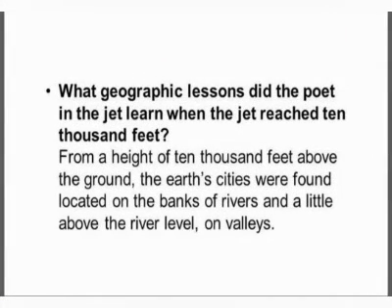Second question: what geographic lesson did the poet in the jet learn when the jet reached 10,000 feet? Answer: from a height of 10,000 feet above the ground, the earth's cities were found located on the banks of rivers and a little above the river level in the valleys.